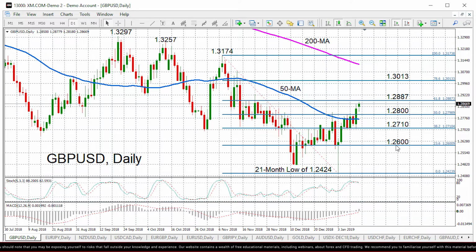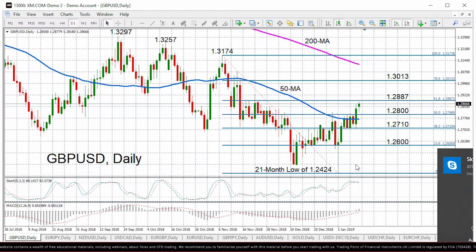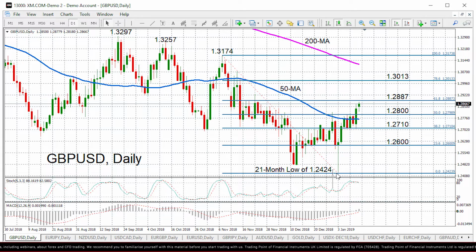and we do have an important support zone at around 1.26. If that support area was to be broken, the pound dollar could then head back towards that 21-month low 1.2424.